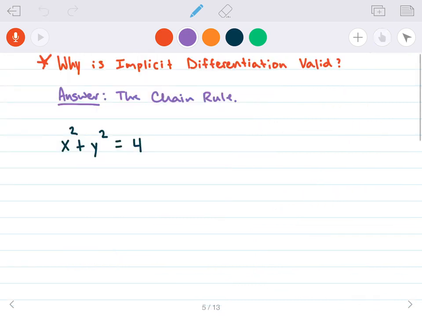So why does this work? What is this implicit differentiation business, this tacking on the dy dx? Well, the reason it works is because of the chain rule. Remember, the chain rule tells us that we take the derivative of the outside and multiply by the derivative of the inside. So what we're assuming here is that y is a function of x. Let's say, for instance, that y is equal to f of x. We could call it y of x or whatever, but I just like f of x. So if we replace that in our equation, we get this.